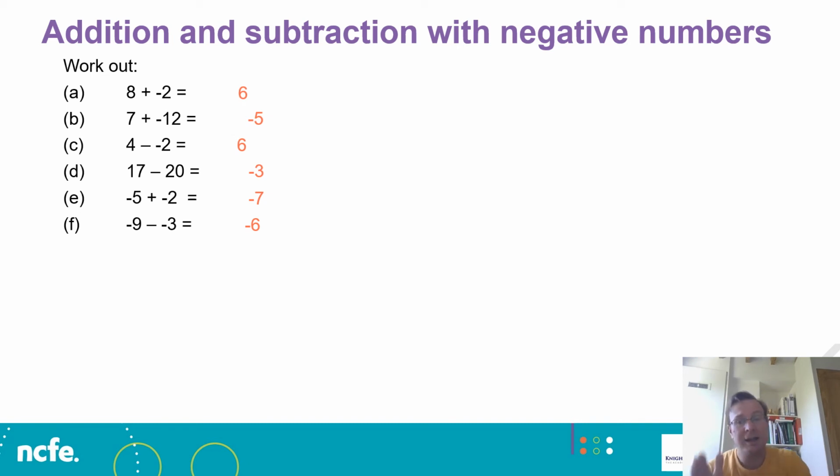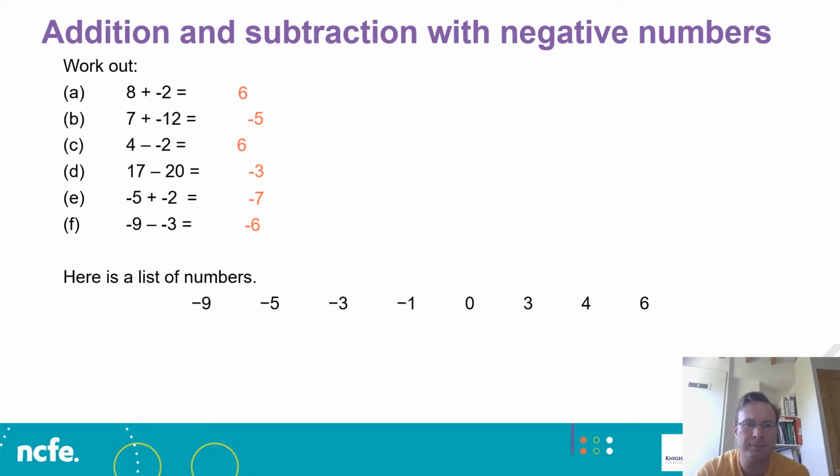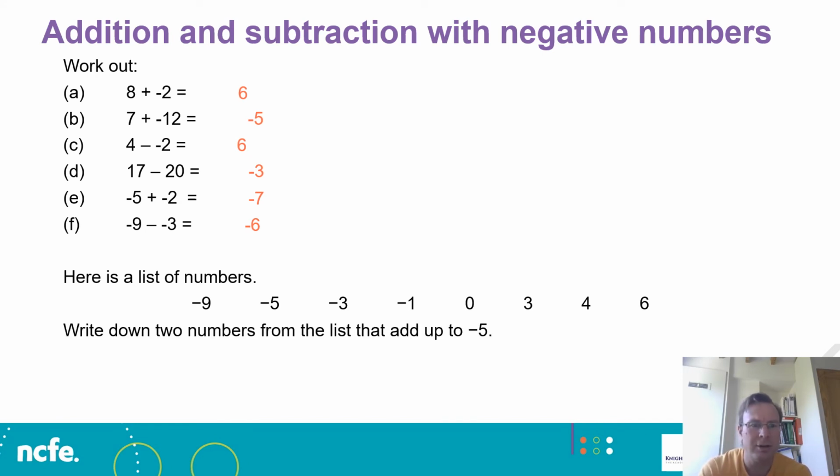So again, if any of those don't make sense, get your grid out, trace your picture along it. What am I doing? How am I skipping along? So here's a list of numbers. What are we going to do with them? Write down 2 numbers from the list that add up to -5. So that's your job. Pause the presentation now.